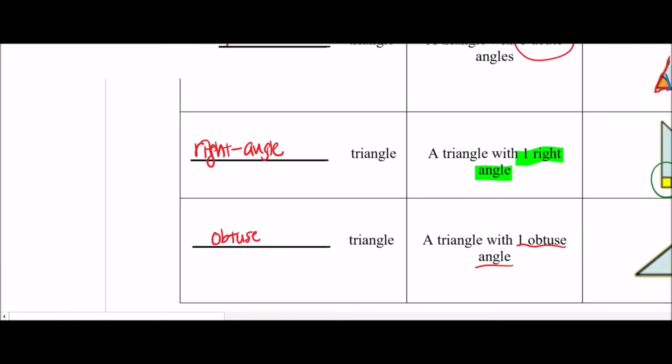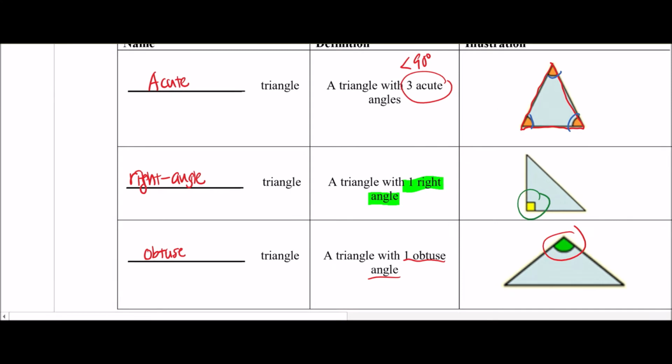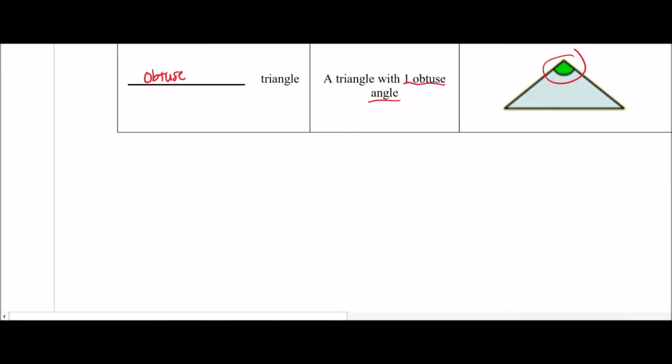Alright, so when it comes to the size of the angles in the triangle, we have these three types: acute, right, and obtuse. Let's move on.